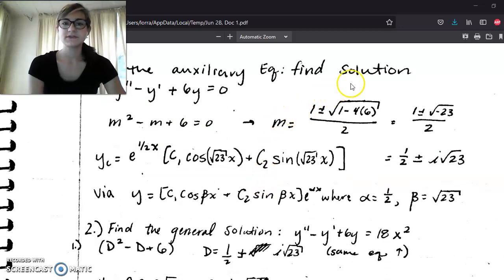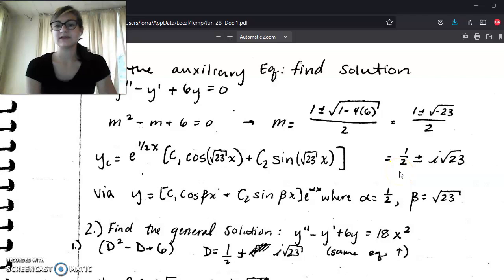So you use m is equal to the opposite of b plus or minus the square root of b squared minus 4ac all over 2a. So after plugging that in, you get 1 plus or minus the square root of 23 over 2, which simplifies down into 1 half plus or minus i times the square root of 23.